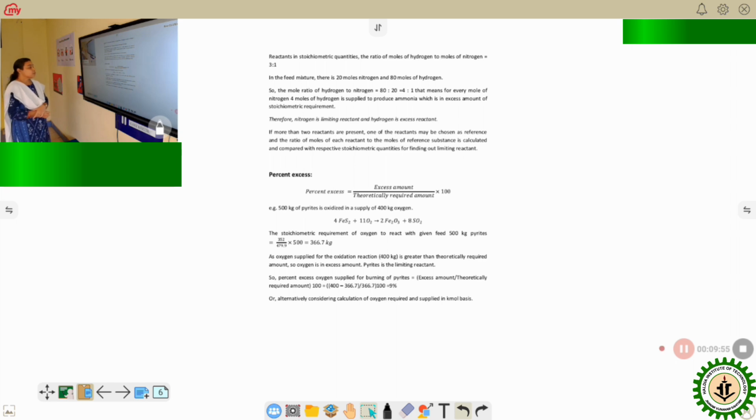Okay, so percent excess oxygen supplied for burning of pyrites is equal to excess amount divided by theoretically required amount times 100. So 400 minus 366.7, divided by 366.7, times 100, comes to 9%. And you can calculate alternatively by considering the kilomole basis: kilomoles of oxygen required theoretically, and kilomoles of oxygen supplied in the feed mixture.